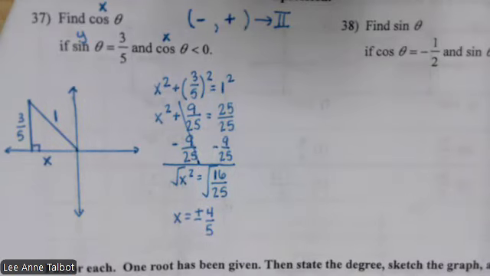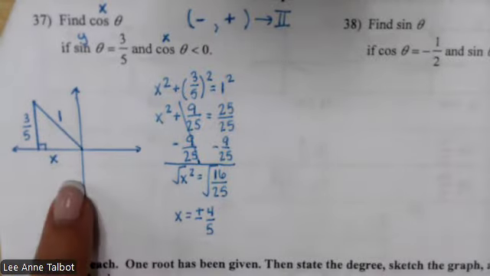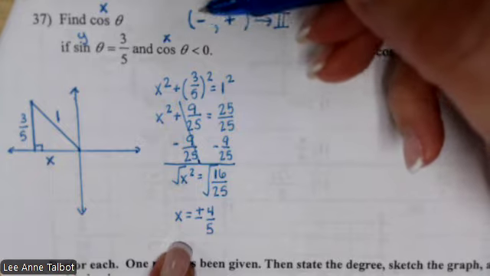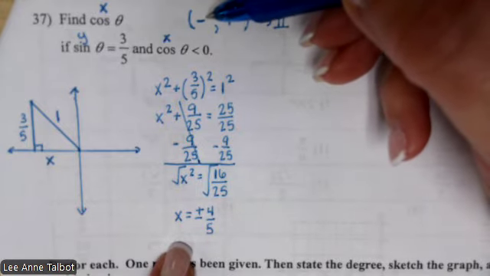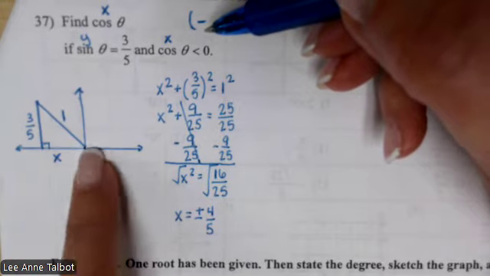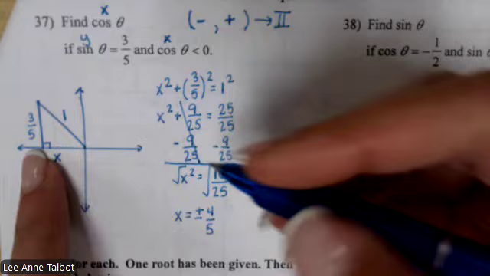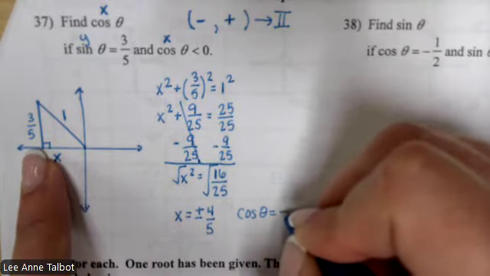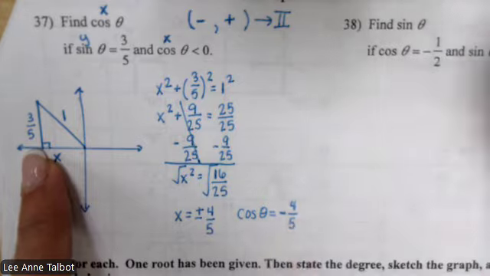Okay. So this is really important to me that you remember that it's plus or minus, but then you choose the sign. So you can do it one of two ways. You can go up to look at the coordinate and be like, oh, x is negative, so I need to choose the negative one. Or you can do it visually and see that your triangle's going in this direction, which is negative. Either way, final answer, cosine theta equals negative 4/5.